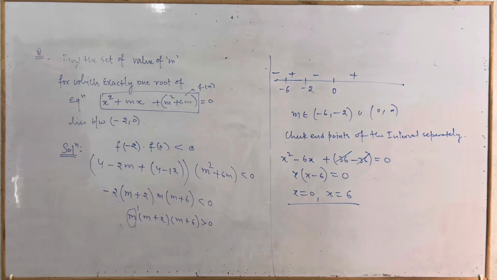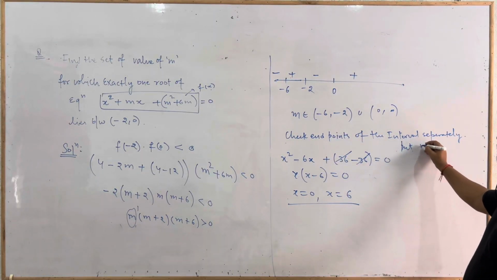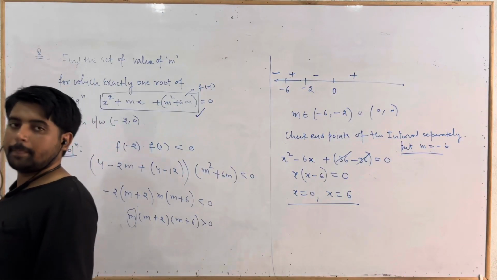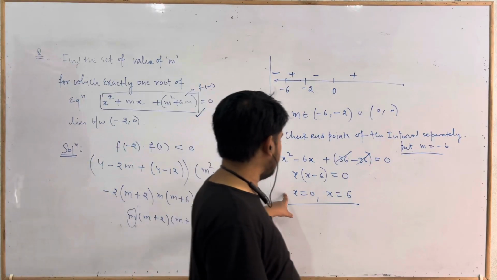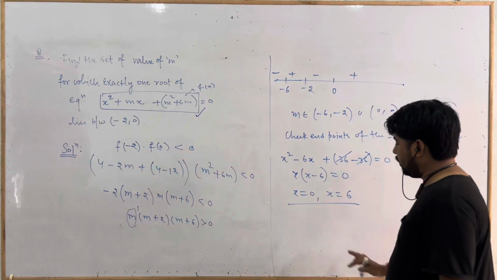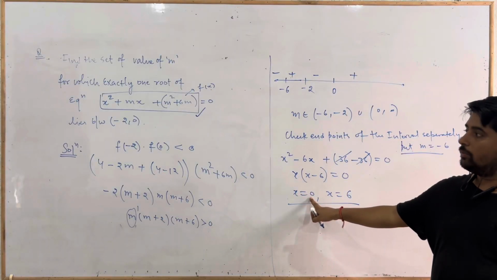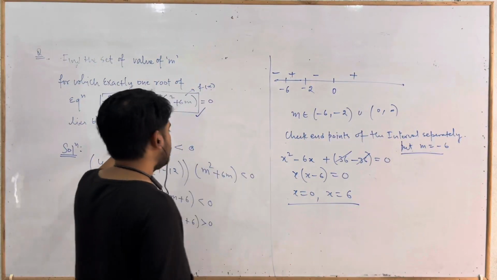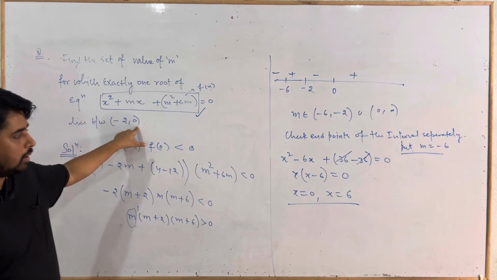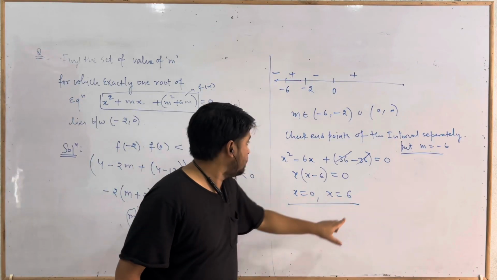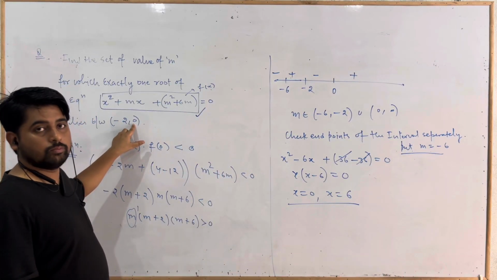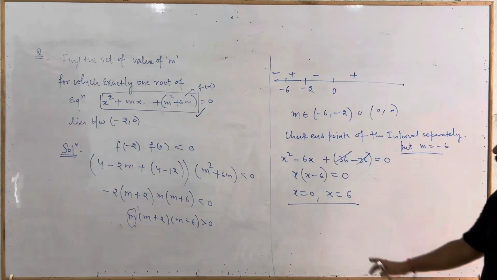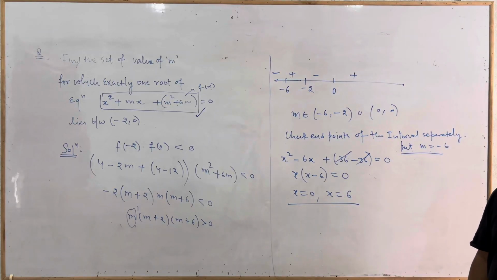I am putting m equal to minus 6 in this equation, in f(x). Now I am getting x equal to 0 and x equal to 6. So look at it. x equal to 0 is a root for m equal to minus 6. Can 0 lie between minus 2 to 0? No. Can x equal to 6 lie between minus 2 to 0? No. That means for m equal to minus 6, there is no root between minus 2 to 0.